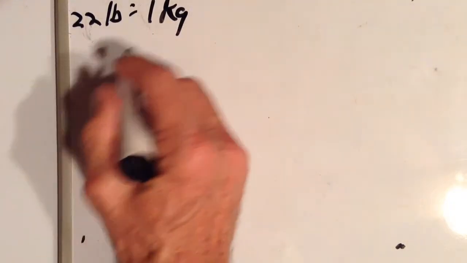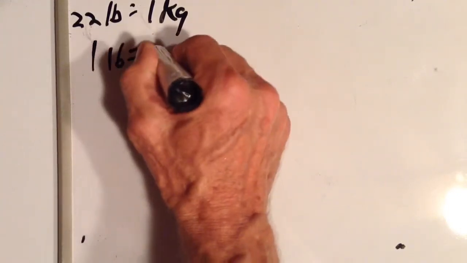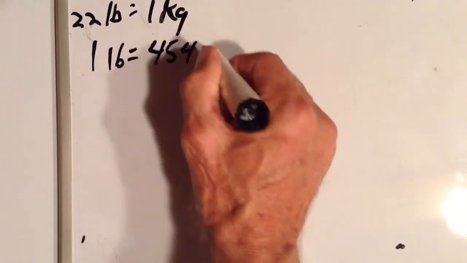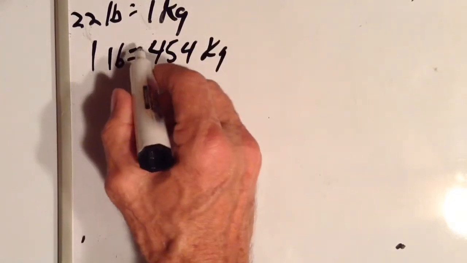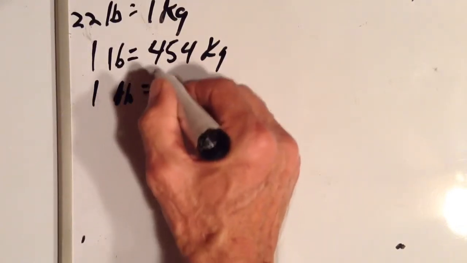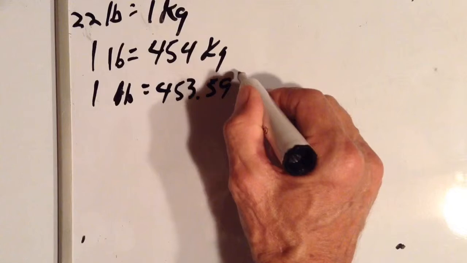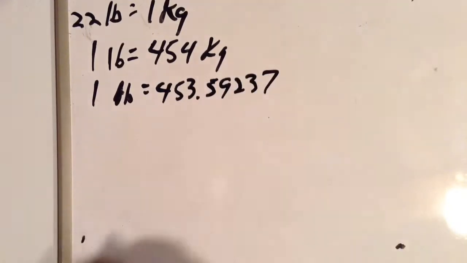Let's see if that's true. According to Google, if you look it up, 1 pound equals approximately 454 grams, but the most exact answer is 1 pound equals 453.59237 grams. That's a pretty exact answer.